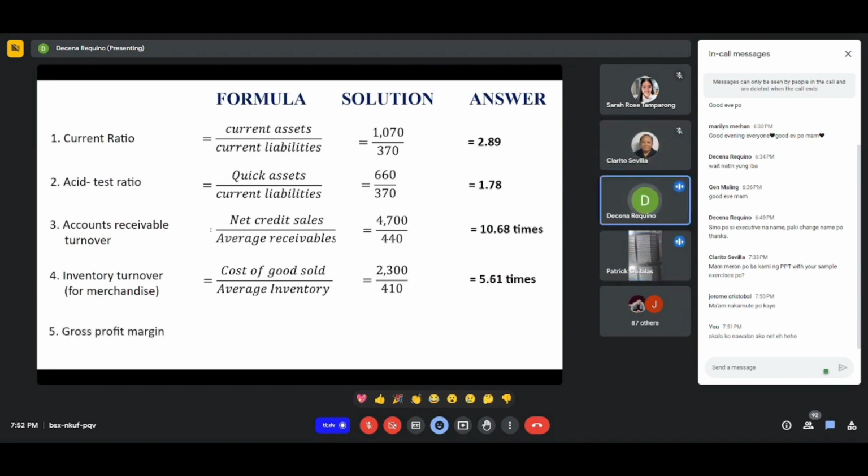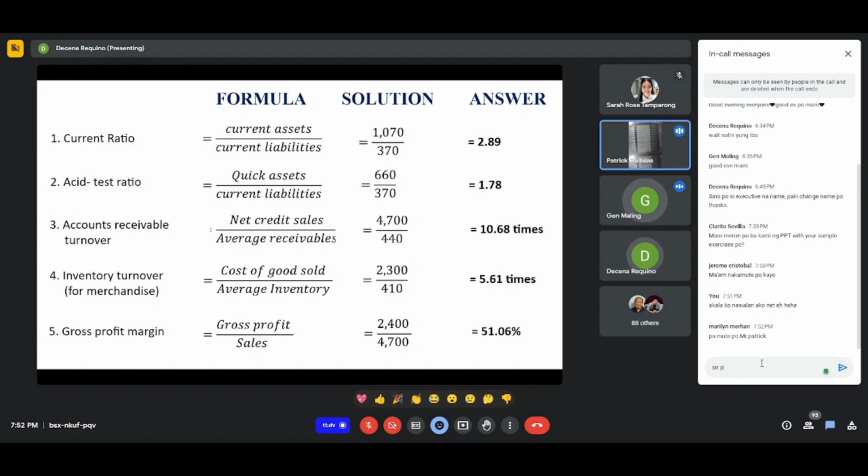And then, margin, ang formula is yung gross profit divided by sales. So, sa sample natin, ang gross profit is 2,400. And then, ang total sales is 4,400.